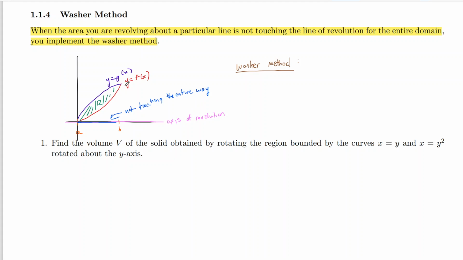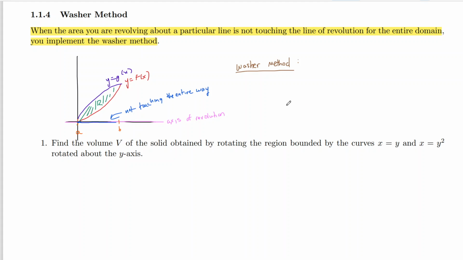But a pretty good indication that it might not work either is that you have two functions, y equals f of x and y equals g of x. Now that's not an end-all be-all. It doesn't have to be two functions. You can still have just one function in the region that does not touch the axis of revolution the entire way. So just be aware of that. But in a lot of cases, when you're given two functions and you look at the picture, it's going to look like the washer method.